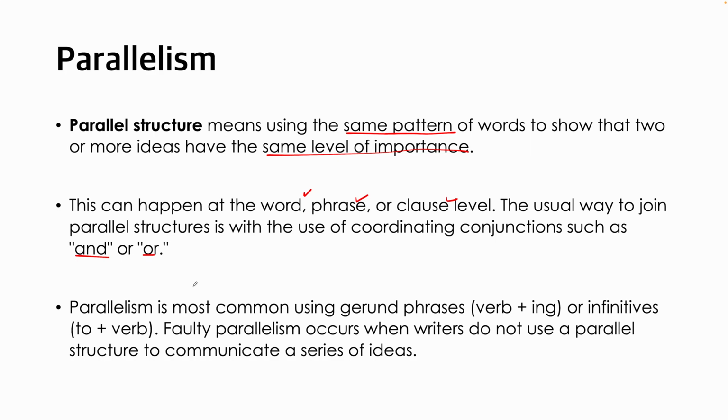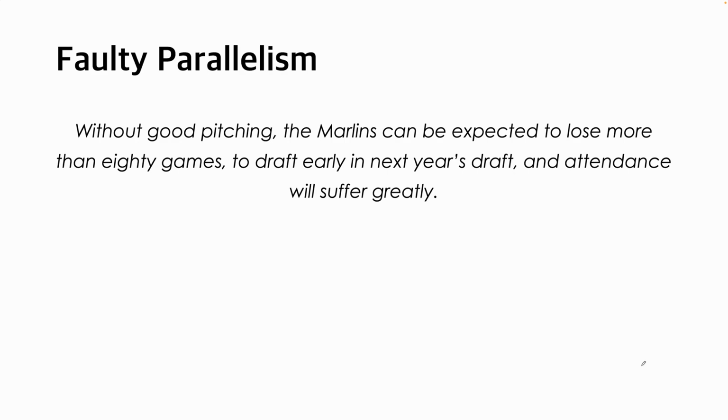Parallelism is most commonly used with gerund phrases, like verb plus ing, or infinitives, to plus verb. Usually when people use this parallel structure, they often make mistakes: they do not use the parallel structure to communicate a series of ideas. So you fail to use the same structure for the same level of entities. Okay, so let's take a look at them.